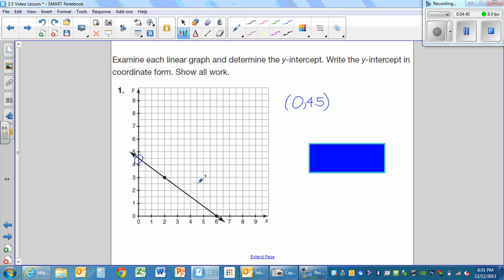I have two points that meet nicely on the graph: (0, 6) and (2, 3). What I'm going to do is figure out the spaces between them. I'm going to go backwards 1, 2, 3, 4, and I'm going to go up 1, 2, 3. So each time I make a new dot on my line, I'm going to go backwards 4 and up 3.